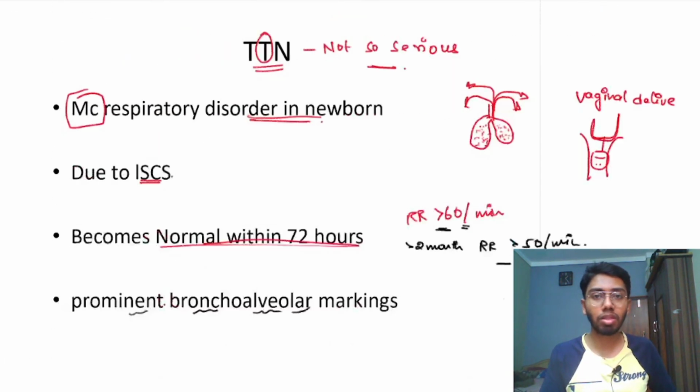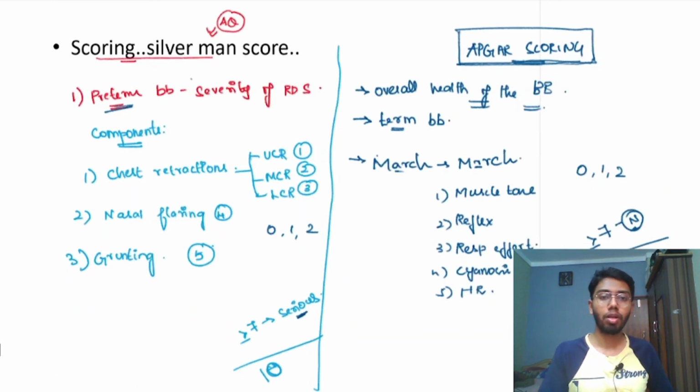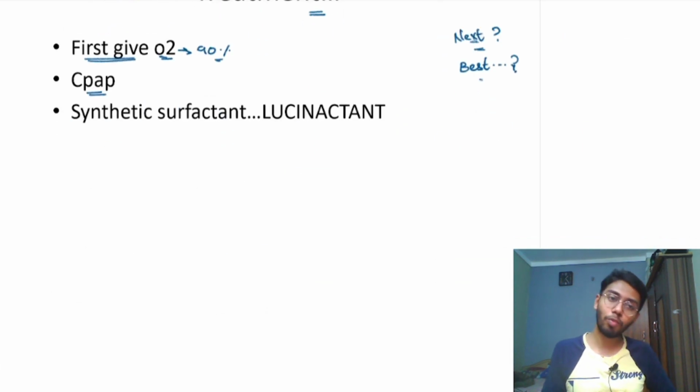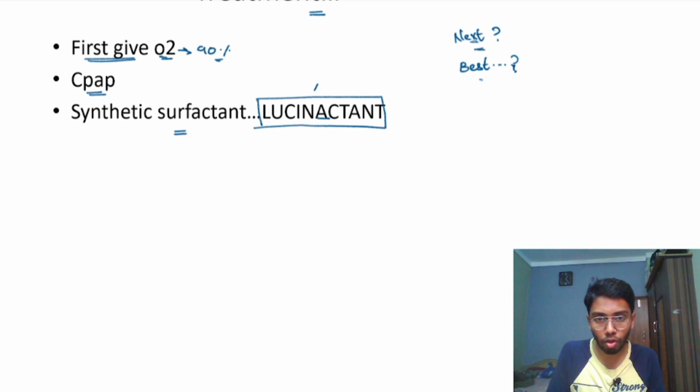But for pediatrics, the CPAP will not be like this. It will just be like this only. With the help of nasal prongs itself, we can maintain a positive airway pressure. So if it is not settling with oxygen, you can go with CPAP. If it doesn't even settle with CPAP, then we will have to give artificial surfactant.